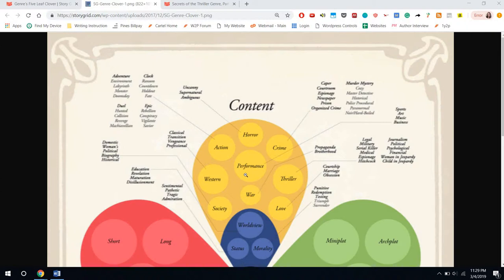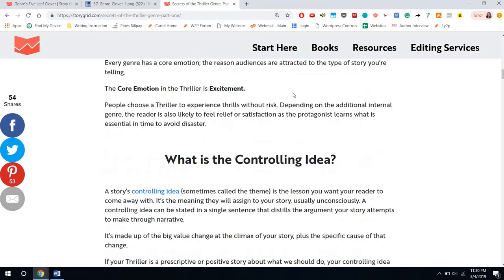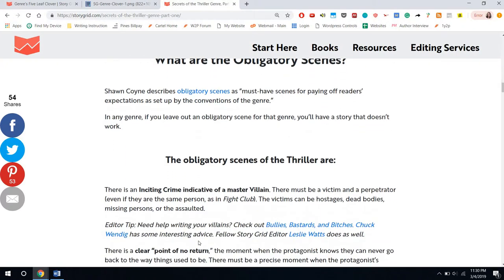I'll probably go into those more some other time, but what you can do is just Google "secrets of the blank genre." They have one on thriller, they have one on society, and you can just go in and learn what the genre is about. They have all this stuff, and then if you scroll down enough, they have obligatory scenes. So I thought I'd go through and show you how these obligatory scenes can be really useful.